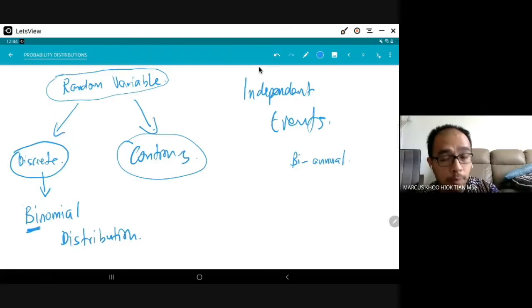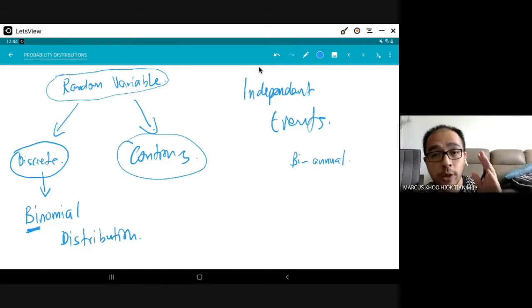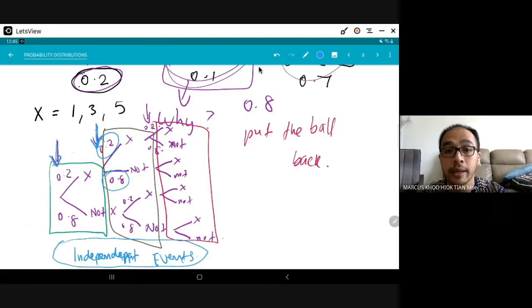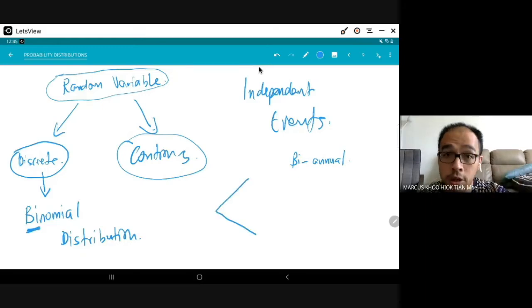So when we talk about binomial distribution, we're talking about events di mana dia hanya ada dua kejadian. Seperti kita punya yang ini. Kamu mengambil nombor 1, 3 dan 5 atau kau tidak mengambil nombor 1, 3 dan 5. Okay, so in a binomial event, there are only two outcomes.